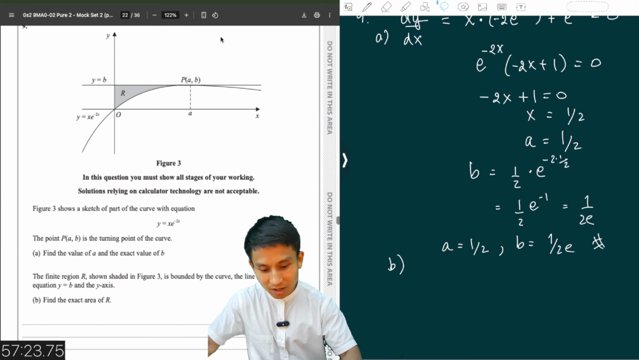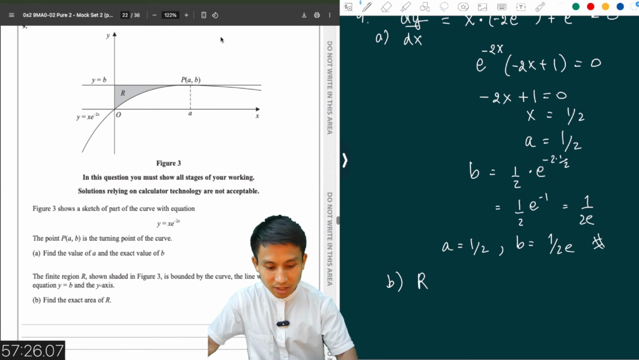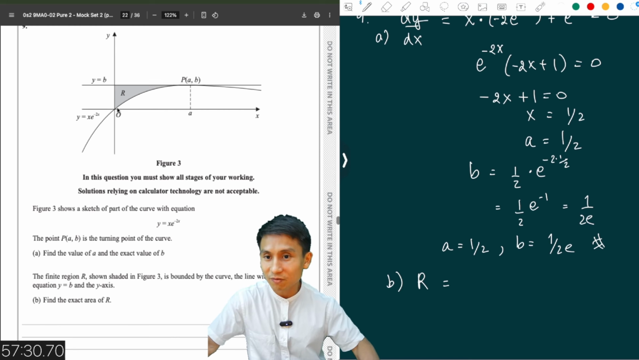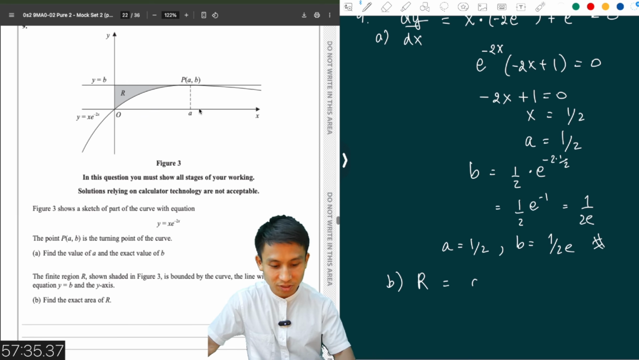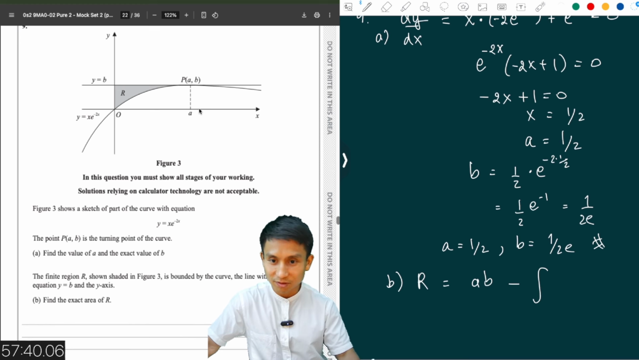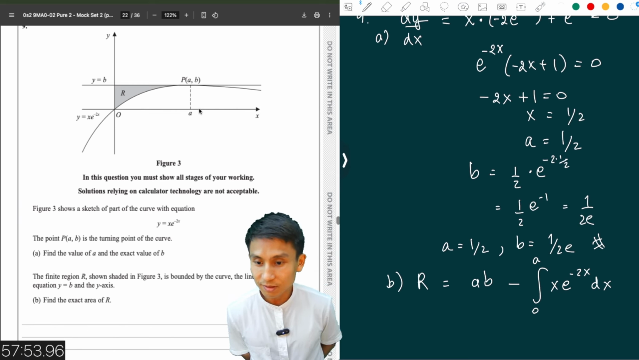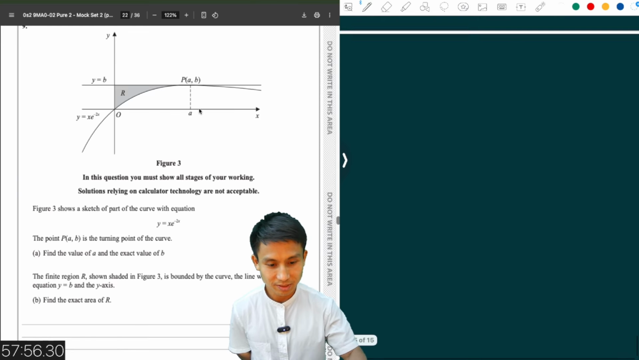So the area R will be equal to the rectangle. The height of the rectangle is b, right? And the width is a. So it's just ab minus, now we integrate the curve. So integrate, and then the limits will be from 0 to a, and then x e to the minus 2x dx. Yeah? So it seems like we need to use by parts there. Yeah, that's fine.